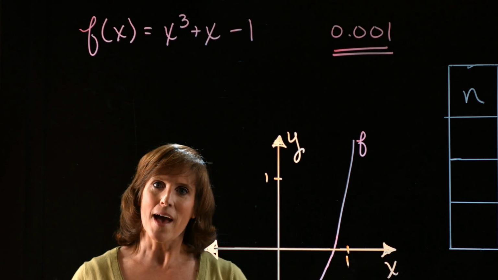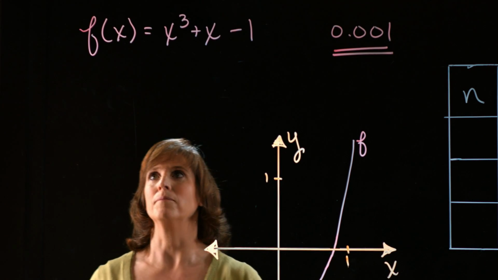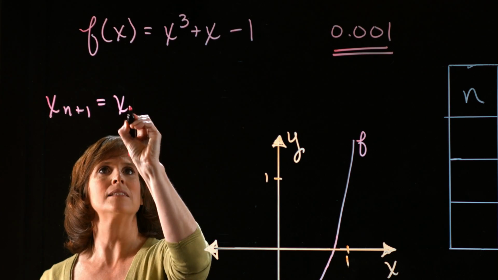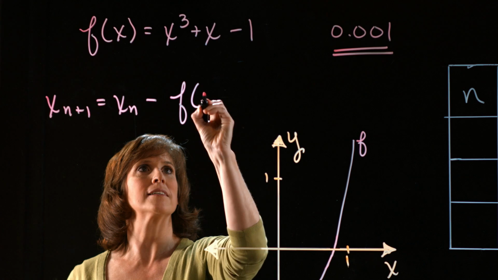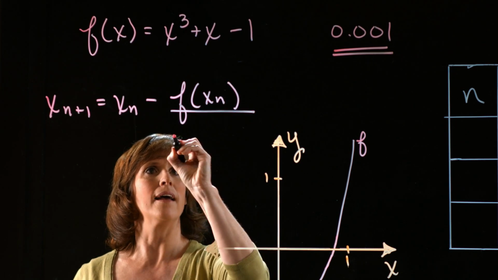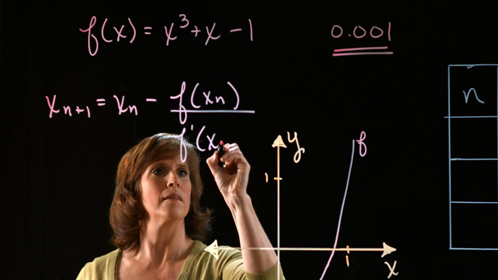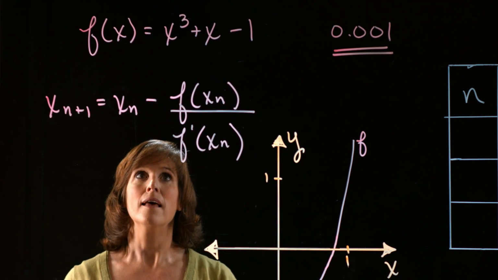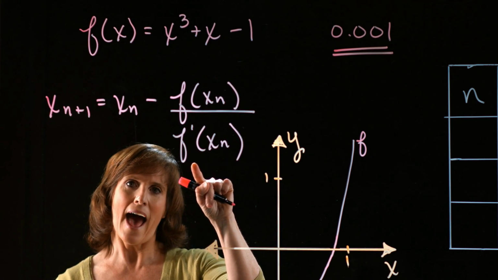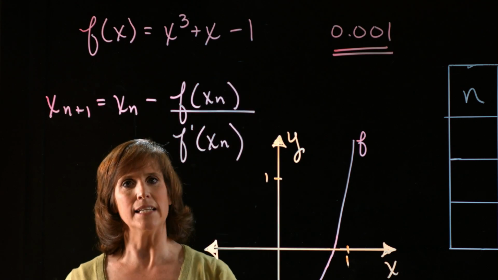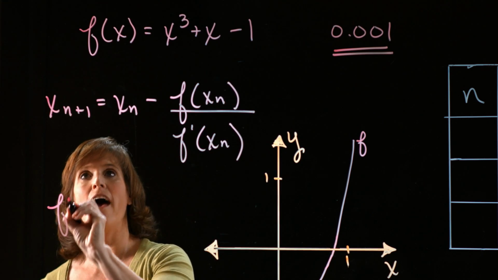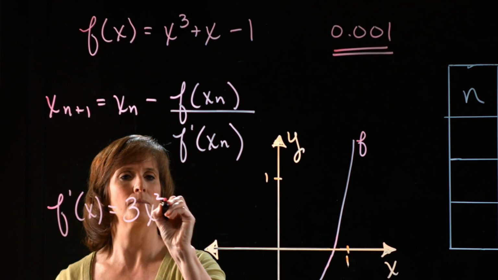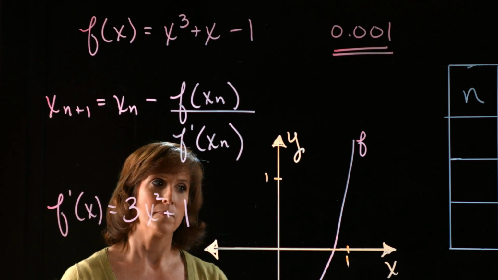Okay, so let's go ahead and look at what I need for Newton's method. I have my formula, x sub n plus 1 is equal to x sub n minus f of x sub n divided by f prime of x sub n. Now there's several pieces to this formula, but I notice that I don't yet have f prime. However, that's easy enough to calculate. So I know that f prime of x is going to be 3x squared plus 1.